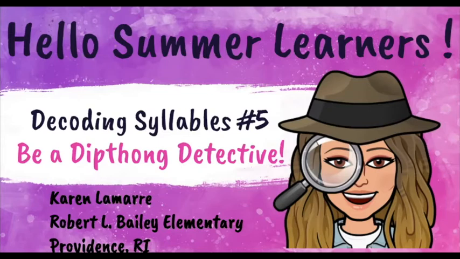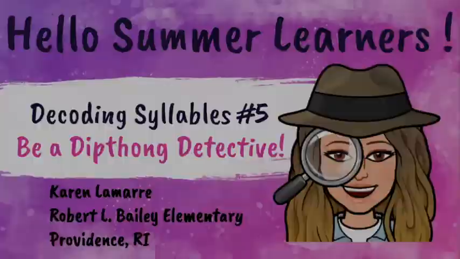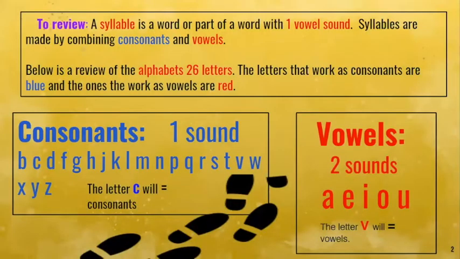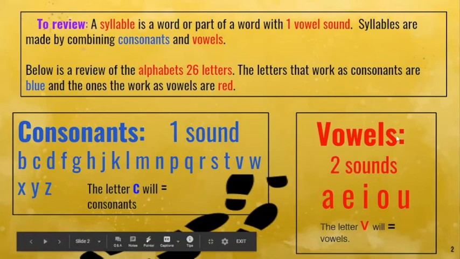So let's begin. I'm just going to start my slideshow. So I just want to remind everybody what a syllable is. A syllable is a word or part of a word with one vowel sound. And syllables are made by combining consonants and vowels. Now, if you look below on this chart right here, you can see these are all the consonants and these are all the vowels. Now together, of course, the 2 of these make the alphabet.